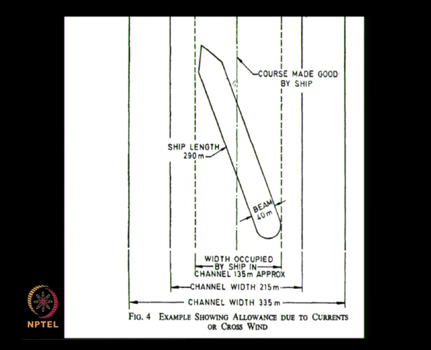Suppose there is a current in this direction, the ship will tilt towards this side, then it will move like this, then we have to use the rudder of the ship to make it within this. So if you have larger width, there will not be any accident that will take place. If it is a smaller width like 135 meter, it is just sufficient for a vessel of 40 meter width and 290 meter length.